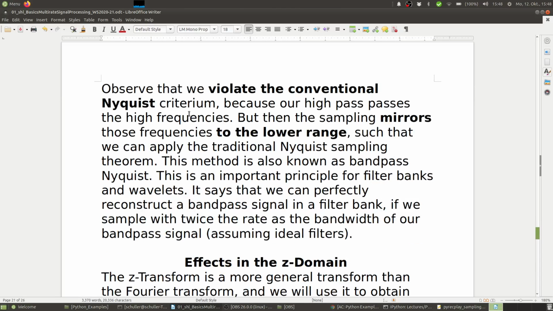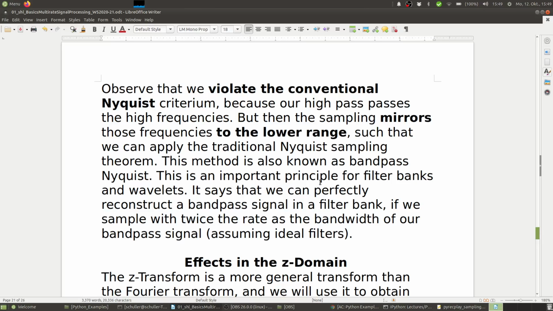Yeah, so observe that in this case we actually violate the conventional Nyquist criterion because our high-pass passes the high frequencies. But then the sampling mirrors those frequencies to the lower range such that we can apply the traditional Nyquist sampling theorem there. This method is also known as bandpass Nyquist.